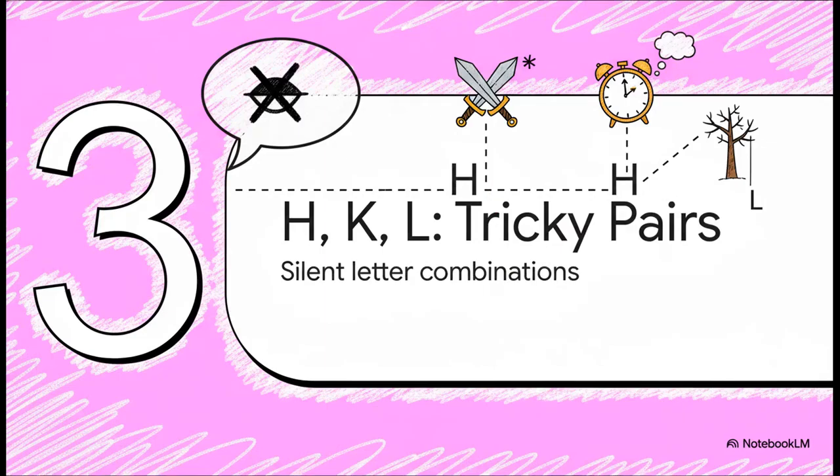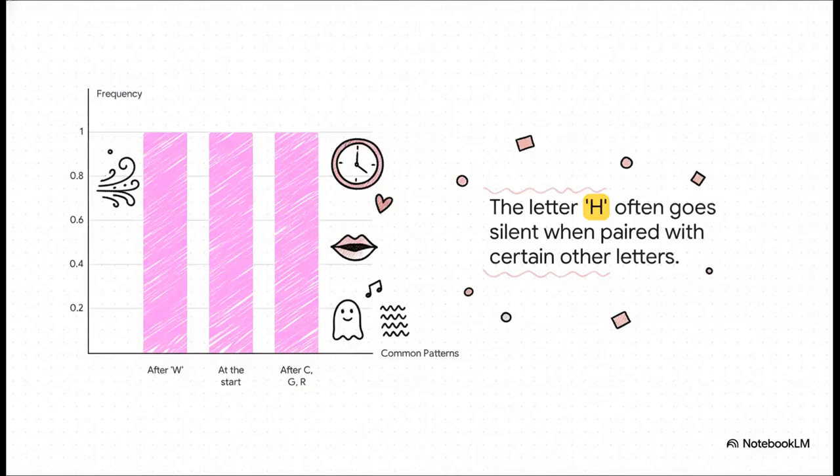Okay, we're in the home stretch. Let's get into our final set of rules, this time focusing on H, K, and L. These guys love to go silent when they're paired up with other letters. So, the silent H. When does this happen? Well, there are pretty much three main scenarios. First, it's often silent after a W. Think what, when, why. Second, it's sometimes silent right at the beginning of a word, like an hour or honest. And finally, you'll see it go silent after a C, G, or R in words like choir, ghost, and rhythm.